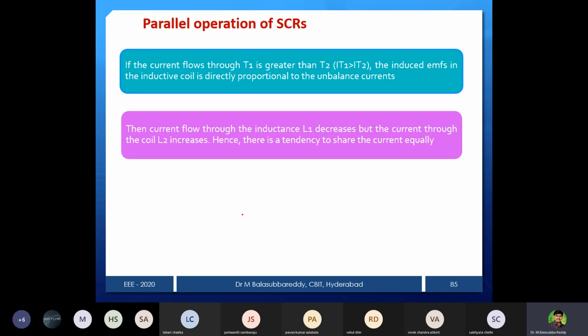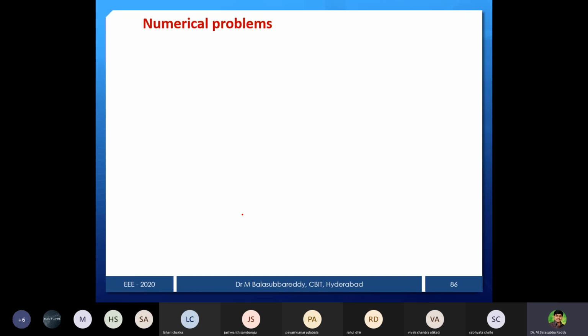So in that case, what will happen? The current flowing through inductor 1 decreases, but the current flowing through coil 2 increases. Hence, there is a tendency to share the current equally. That's what I explained just now. Suppose thyristor 2 is trying to carry more current, automatically the impedance of one is going to drop down and it will share the other current. So that way we can see that.